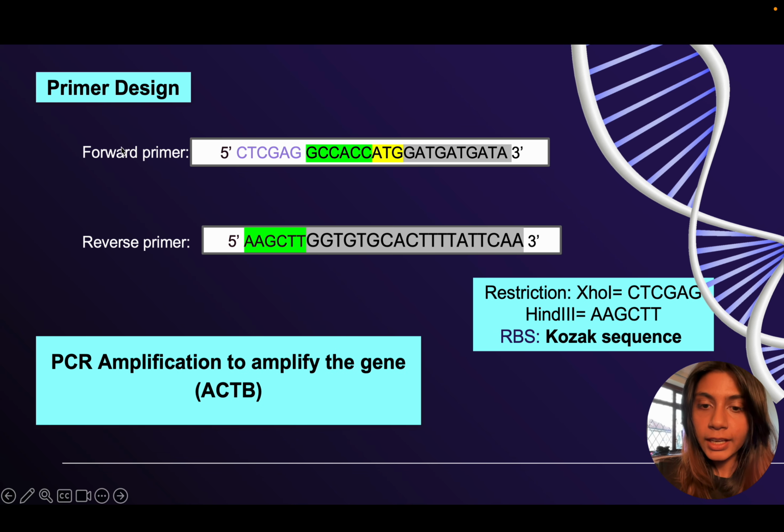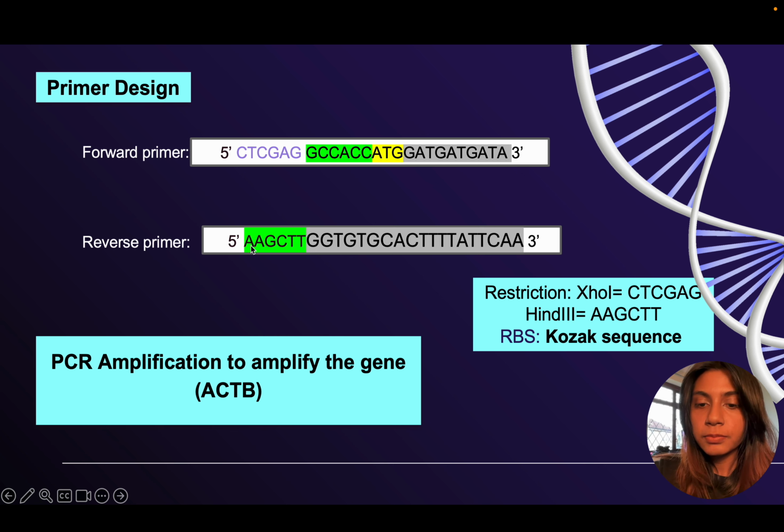For the primer design, I used two restriction enzymes, these two. At first I inserted my first restriction enzyme site, XhoI, and then I inserted my ribosome binding site. This is a mammalian cell, so I used the Kozak sequence. This is my start codon in yellow. This is the sequence from my cDNA.